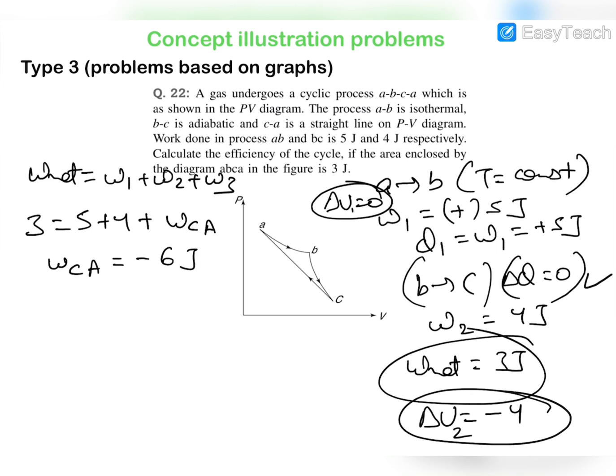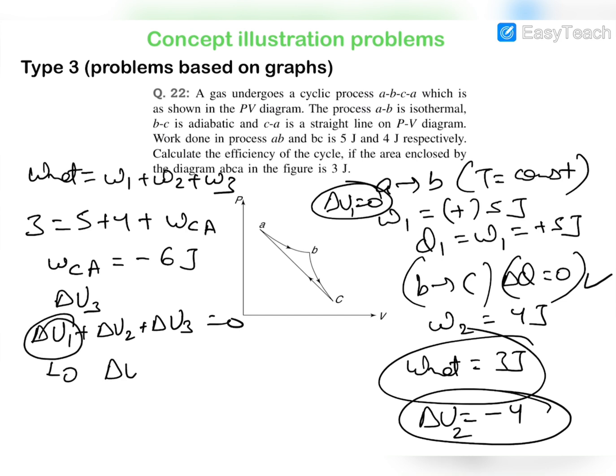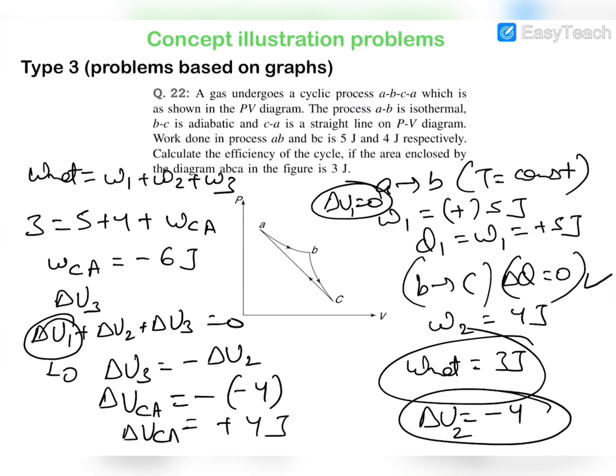And in the third process, delta U is U3. So we know that delta U1 plus delta U2 plus delta U3 will be equal to 0, and delta U1 is 0 itself. So delta U3 will be equal to minus of delta U2. So delta U3, which is process C to A, will be equal to minus of minus 4. So it would be plus 4 joules, delta UCA.